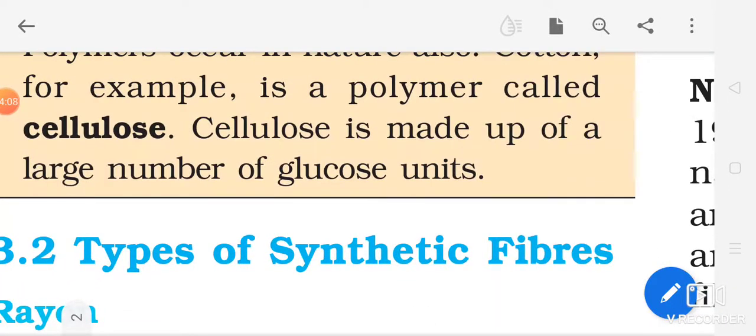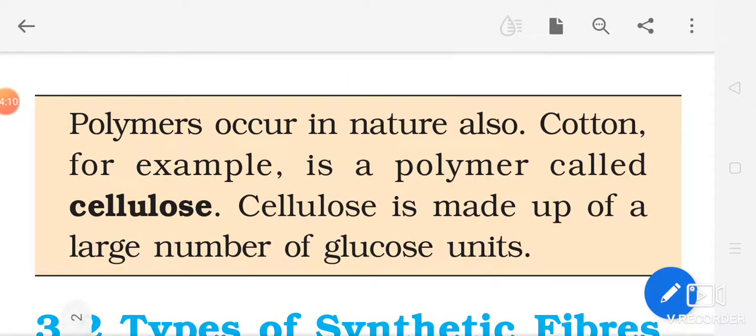Okay, and there are many types of synthetic fibers which human beings prepare, but there is one natural polymer occurring. Which is that natural polymer? Cotton. Right? Cotton is the naturally occurring polymer. And what is this polymer called? It is called cellulose. Why is it called cellulose? Because it is a plant product, not an animal product. And where do we get cellulose? Cellulose is found in plants only, not in animals.